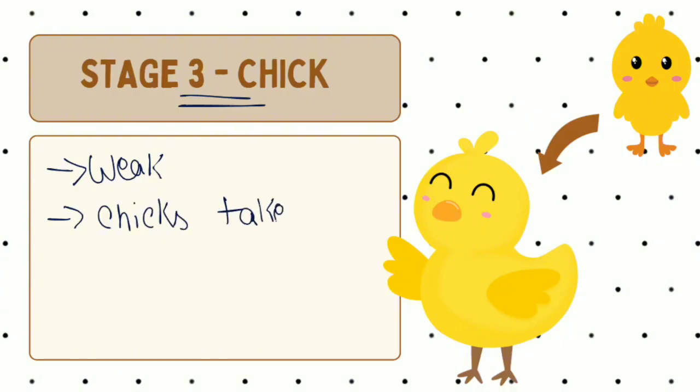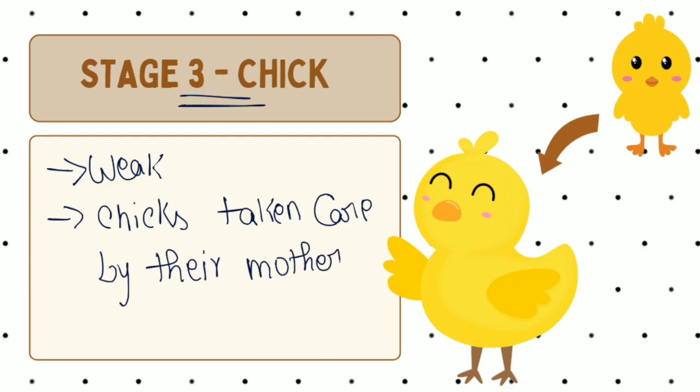Because it is very weak, in the initial stages, their mother will take care of it. So this chick is very weak in the initial stage, and these chicks are taken care of by their mother. This is stage 3.